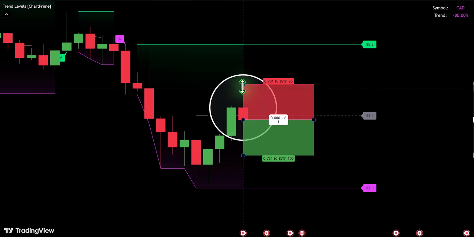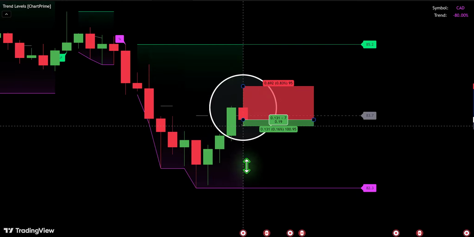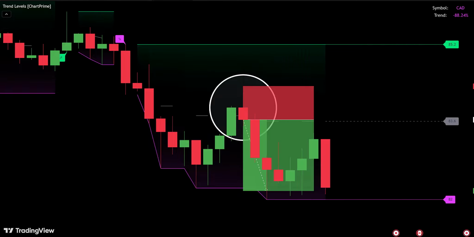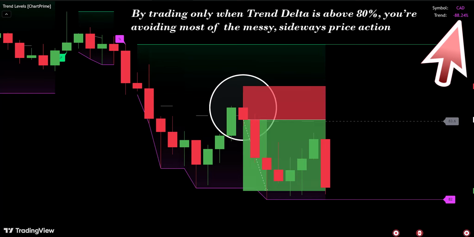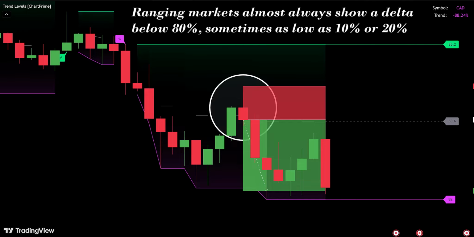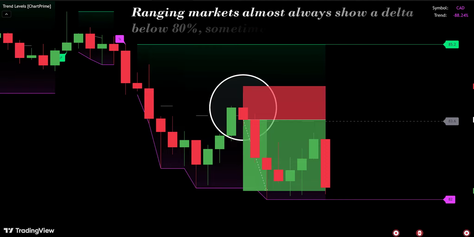We enter short, set the stop loss just above the high level line, and target 2 times the risk. Again, another profitable trade. Here's the kicker. By only trading when trend delta is at 100%, you're avoiding most of the messy, sideways price action. Ranging markets almost always show a delta below 80%, sometimes as low as 10% or 20%. This simple filter helps you avoid weak signals and focus only on strong, trending moves.